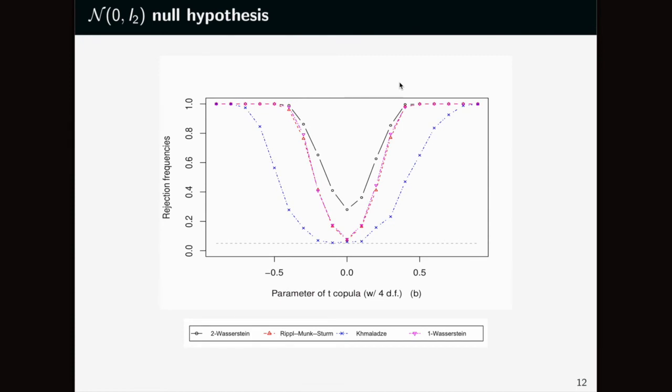Now, we keep the same null hypothesis, but we consider a distribution that has a T copula, standard Gaussian margins, and we let the correlation parameter of this T copula vary. There is thus no setting where we are under the null hypothesis. And here we can see that the test based on the two Wasserstein distance clearly outperforms all the other tests.